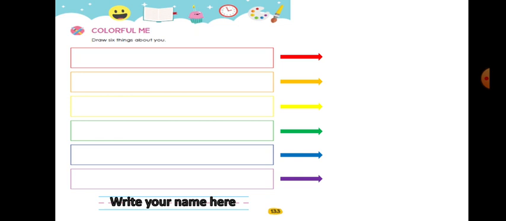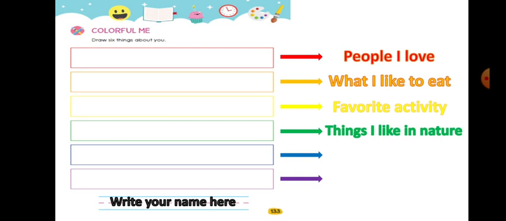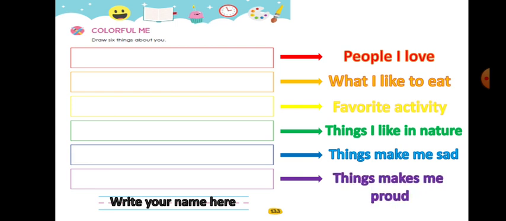So first, the red one, you will draw about people you love. The orange, what you like to eat. Yellow, favorite activity. Green, things I like in nature. What in nature? Animals, plants, yes. Blue, things that make me sad. And purple is things that make me proud.